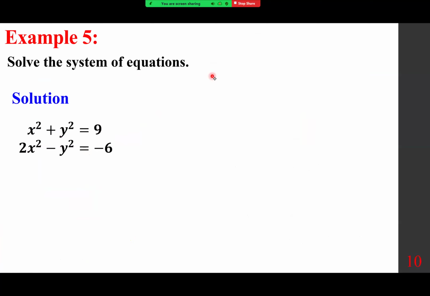Solve the system of equations. In this case, you really don't have to do much. We are going to do it by elimination clearly, because these two can cancel each other. And we end up with 3x squared equals 3. We are going to divide by 3 both sides. x squared becomes 1. And x is plus or minus 1.